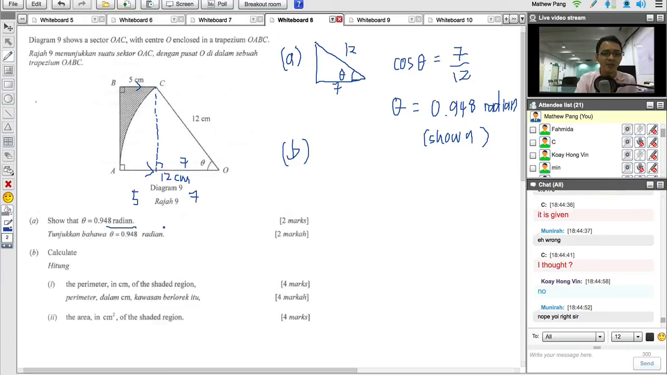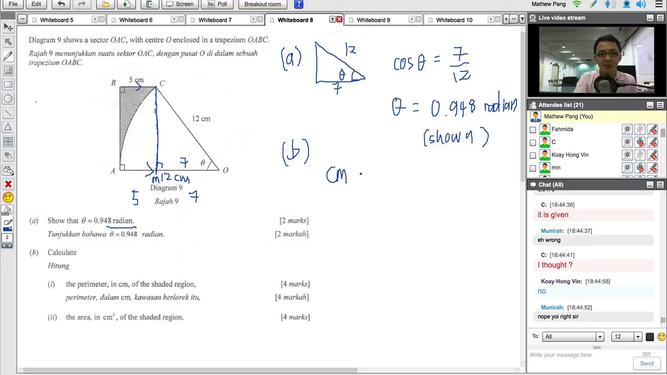Alright, for B, calculate the perimeter of the shaded region. So we want to find the perimeter of the shaded region. Of course, we need to know the length for this one. I will call M here maybe. So I need to find the length of CM first. Do you see C to M? I need to find the length for C to M.